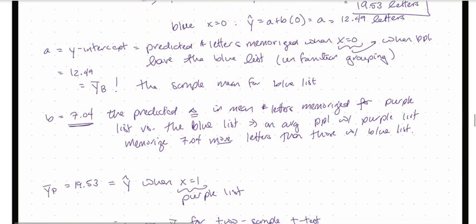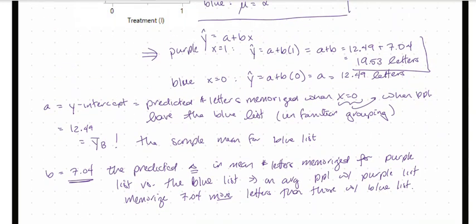So we had y bar blue was 12.49. We had a y hat when x equals 0 of 12.49. Y bar purple for our two-sample t-test is the same thing as y hat when x equals 1. So if you only have indicator variables in your regression model, then your predicted response y hat is the same thing as your sample means.